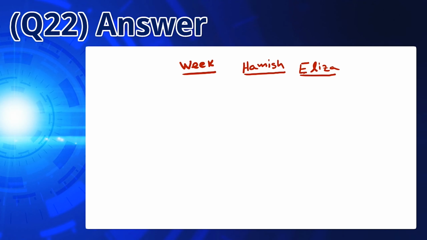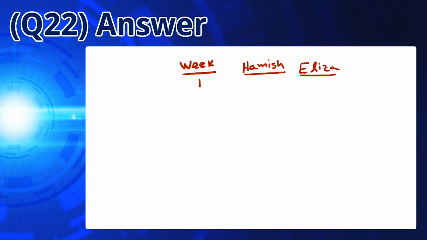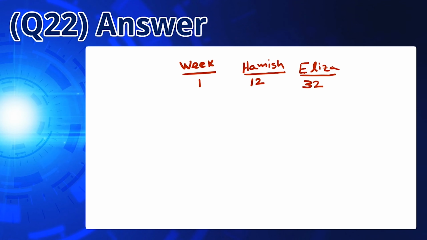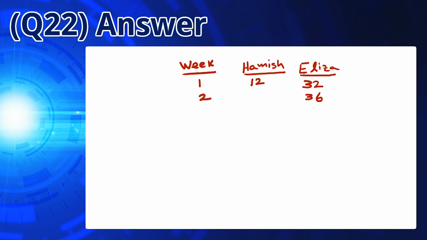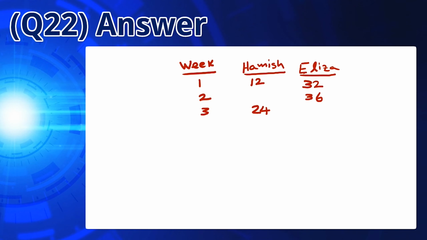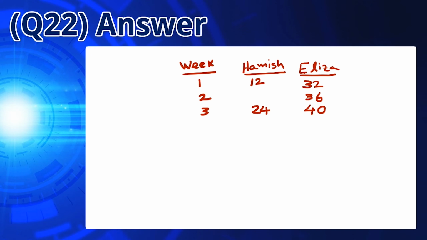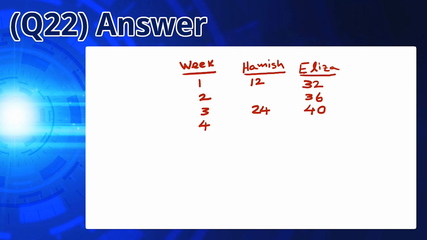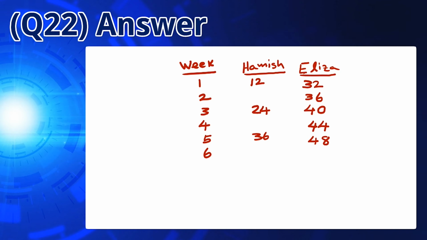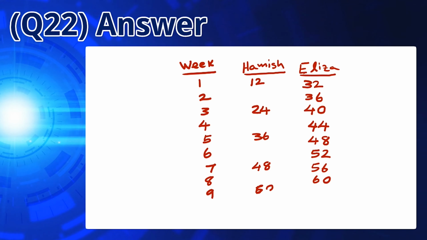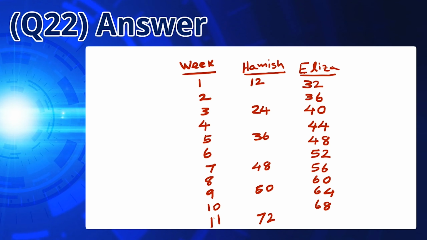We can compare the balances of Hamish and Eliza with the table. In the first week, Hamish gets $12 and Eliza starts off with $32. In the second week, Hamish gets no money, but Eliza gets $4. So the new balance in Eliza's account will be $36. In the third week, Hamish gets another $12, so his balance is now $24, while Eliza gets an additional $4. Her account is now $40. This continues until the 11th week. So in the 11th week, they both have the same amount of money, which means that the answer is E.